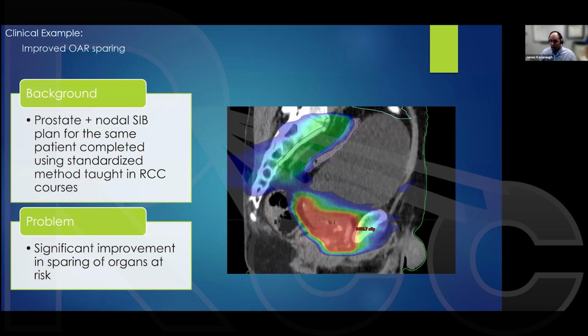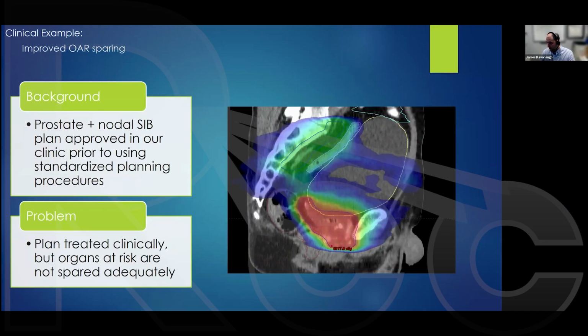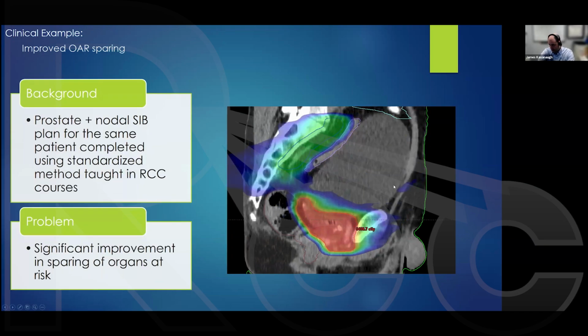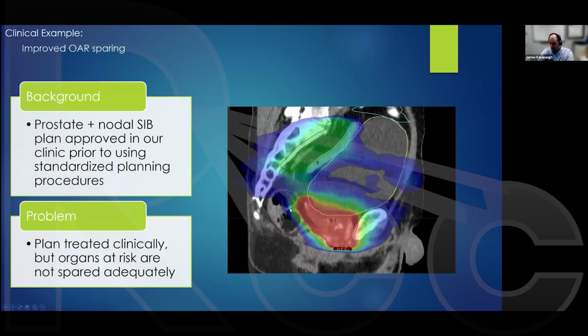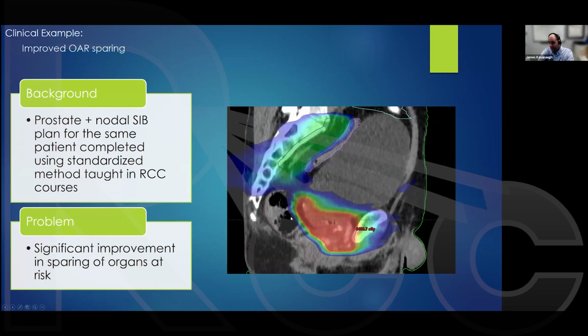So going back and replanning it, using standardized methods that are taught in RCC courses, we had significant improvement in the sparing of organs. I'll flip back and forth a little bit. So again, there's some magnification changes between, but you can really see the edge of the color wash is the same here, and it's pulling the dose out of the bladder pretty entirely, while also sparing rectum as well.